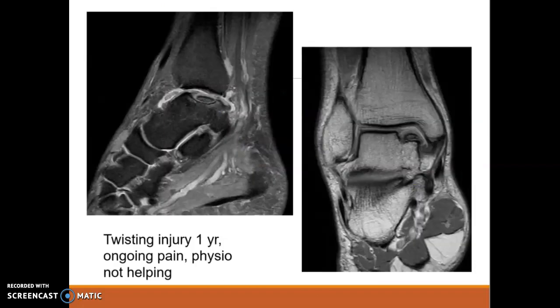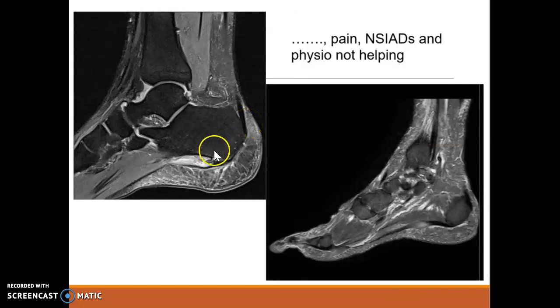Moving down to the foot and the talar dome. So, patient twisted injury 1 year ago, ongoing pain and not improving with physio treatment. So looking here, you can see the talar dome itself, but you can see this abnormality that is sat just here. So you've got the osteochondral defect of the talar dome and a detached portion of the talar dome just there.